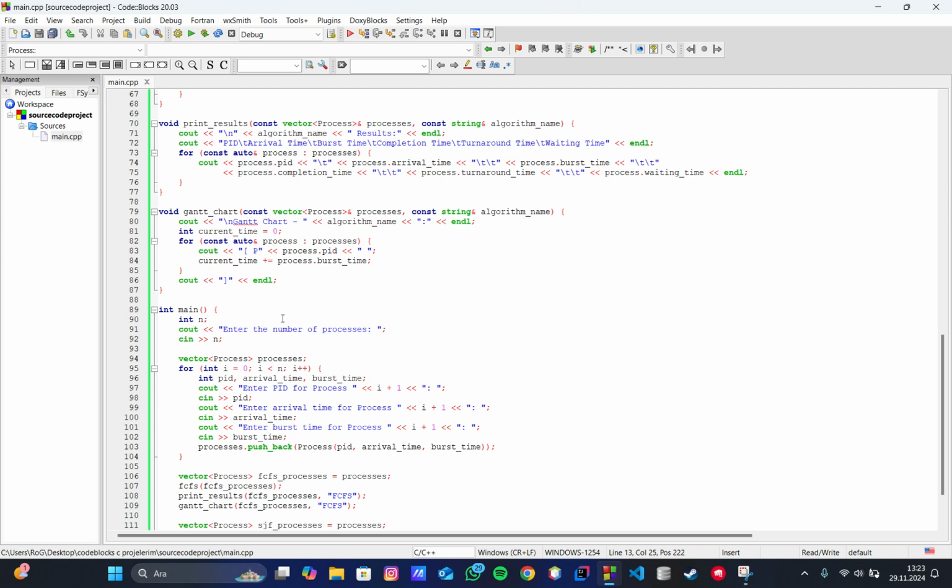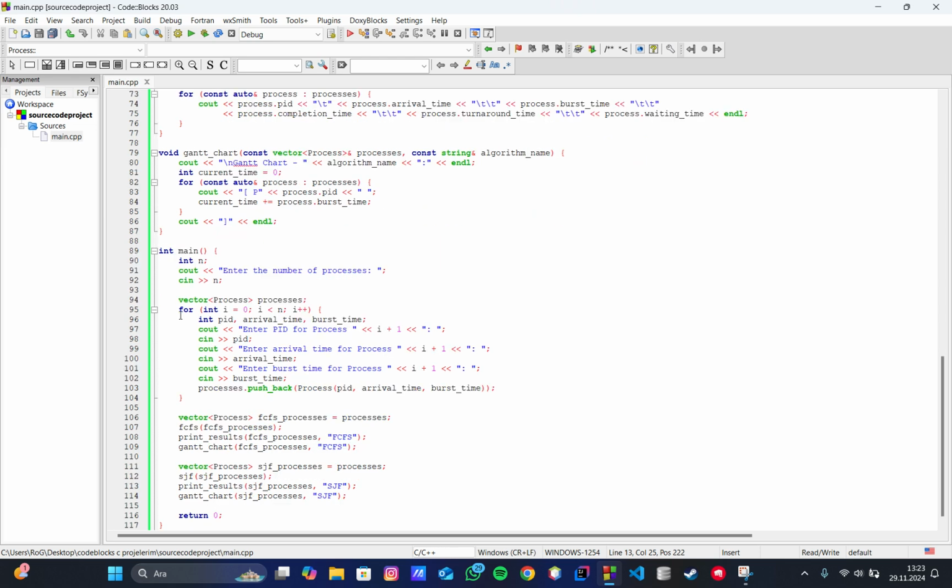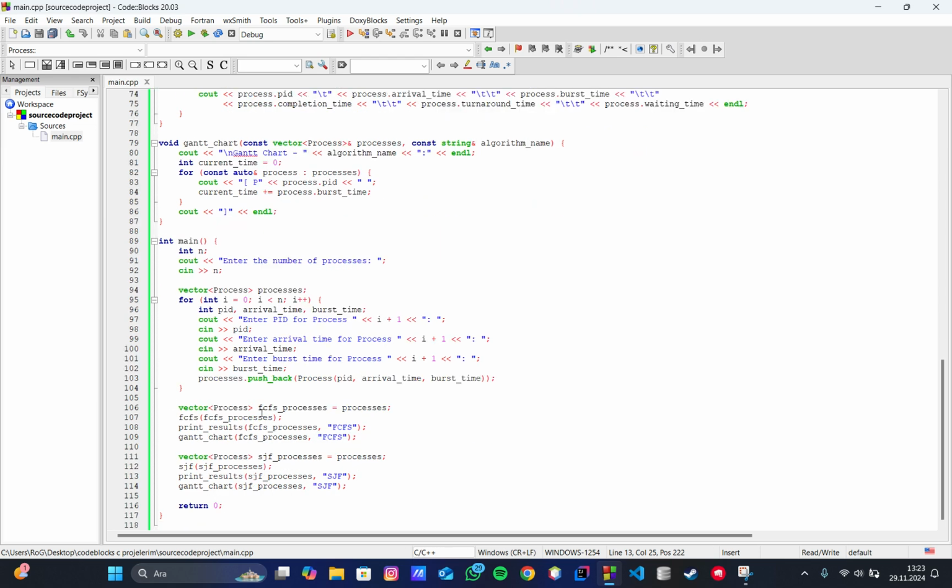The main function asks the user to enter the inputs, which are process ID, arrival time, and burst time. And after that, we call our functions for first come first served scheduling and shortest job first scheduling. And after that, with the return zero statement, the project ends here. So let's execute it.